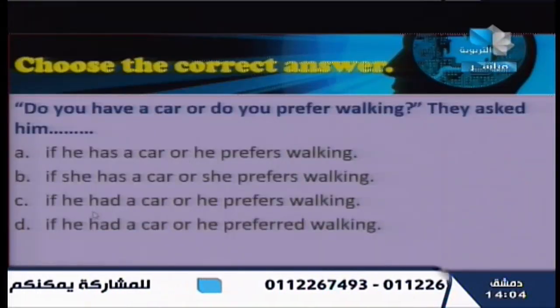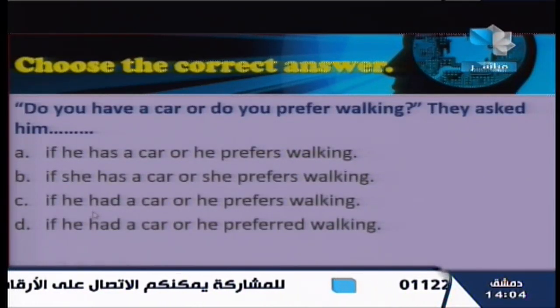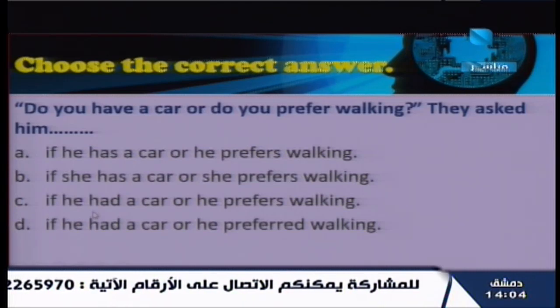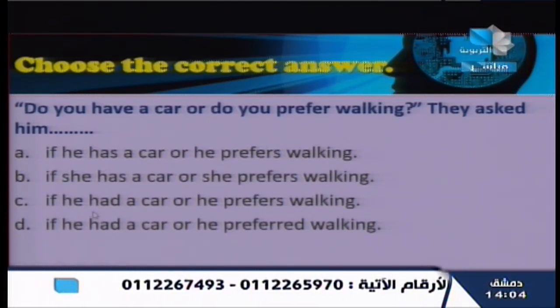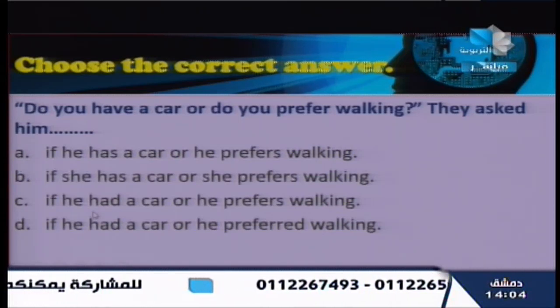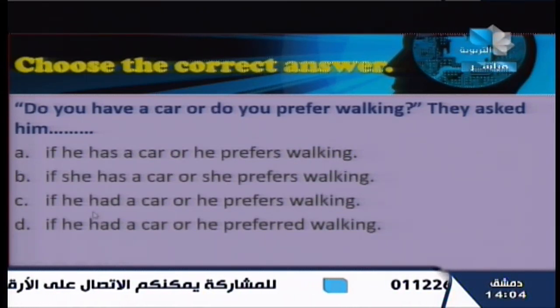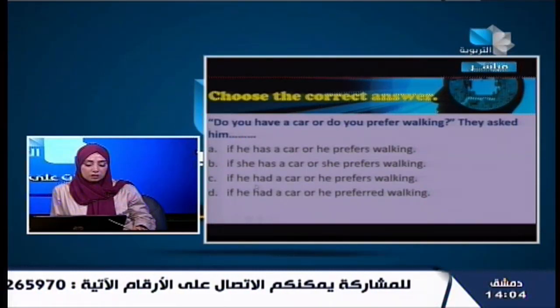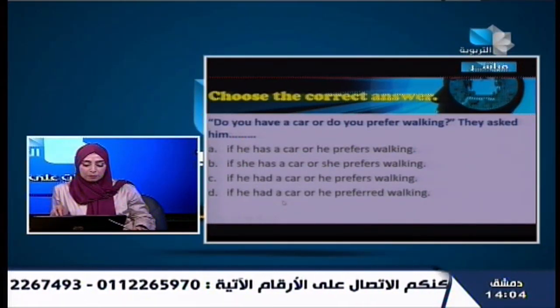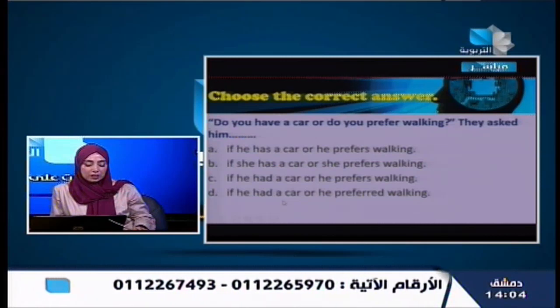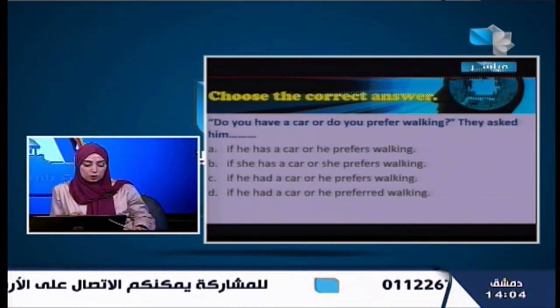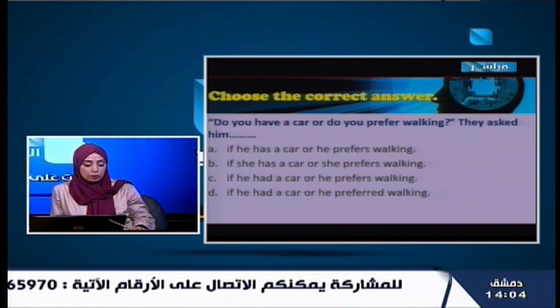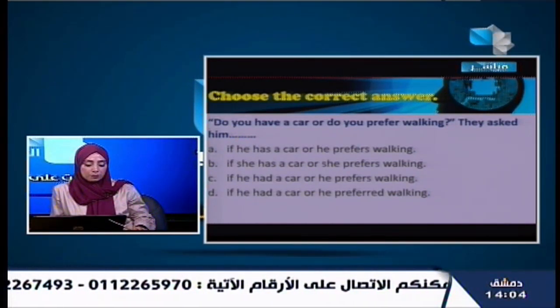Okay, next one. Do you have a car or do you prefer walking? They ask him. Here we have two verbs in this sentence, and we have to make agreement between the two verbs. If he has a car, definitely not. We are still in the present, so no. B, if she has, no, they ask him, so she is not acceptable here also, and the tense is still present.